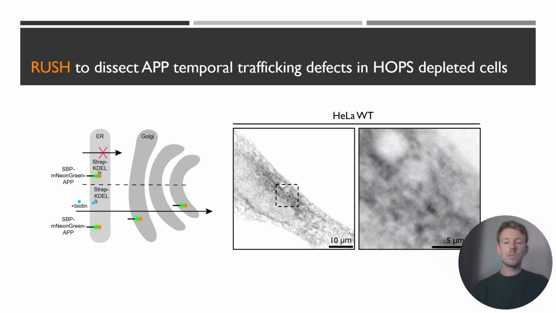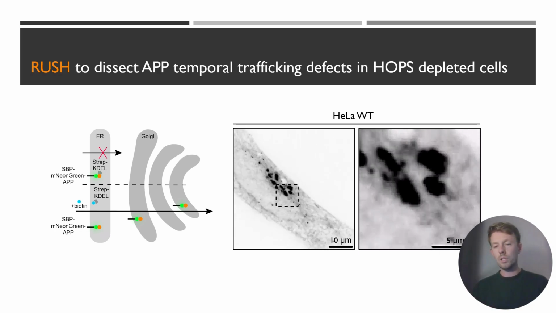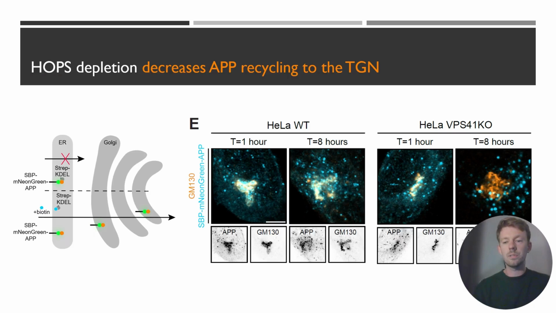In brief, this is how the tool works. We have APP, which is coupled to a fluorescent tag and streptavidin binding protein. We co-express this with an ER-specific hook protein, namely streptavidin coupled to the ER-resident sequence KDEL. This leads to retention of APP within the ER, and this is also what you see in the photo on the right. However, upon addition of biotin, the interaction between APP and this hook protein is released, and therefore we can follow its transport pathway into the biosynthetic pathway and subsequently also its recycling and transport in the endo-lysosomal system. And this is nicely exemplified over here. So you see this accumulation in the Golgi apparatus, and after that APP gets nicely secreted into post-Golgi compartments.